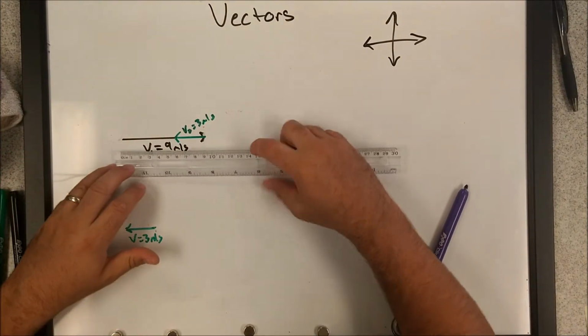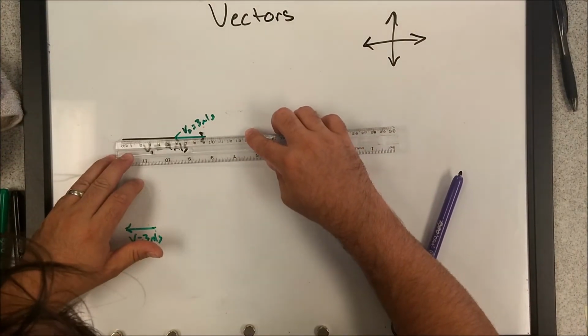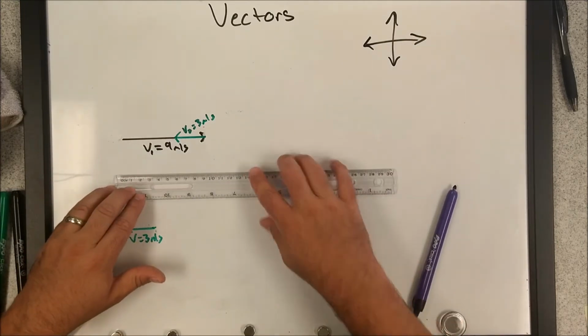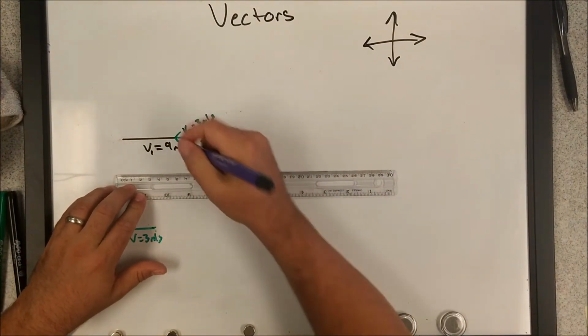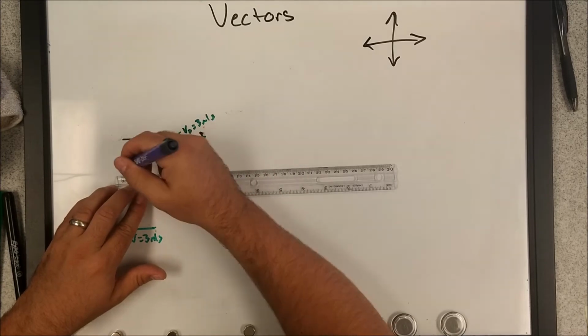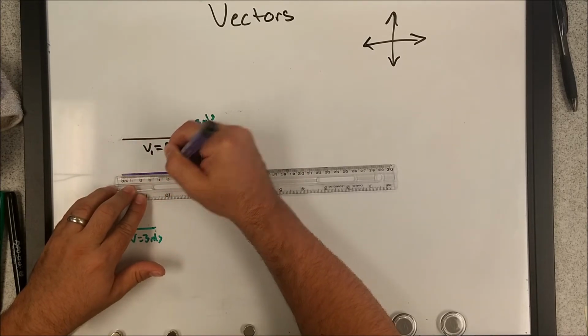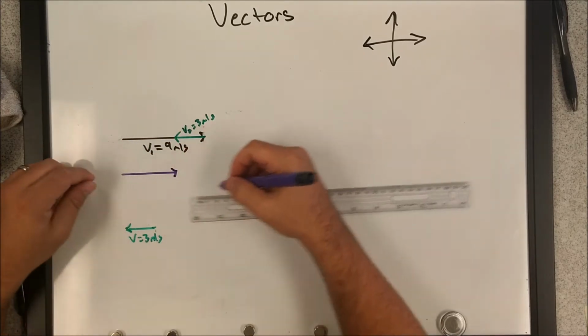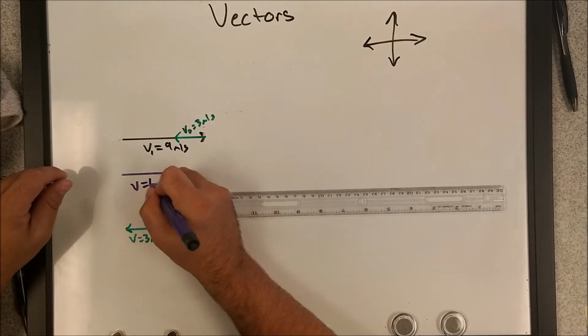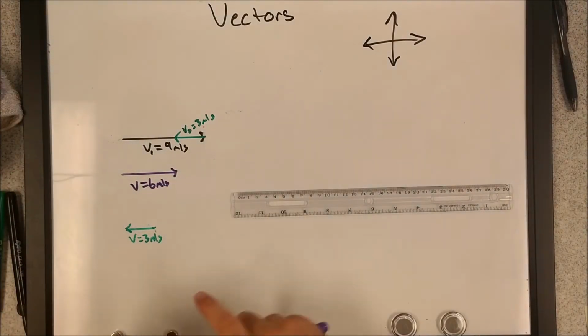So now I can measure my overall resulting velocity. Once again, look at that, it's 6 units long. It'll still finish to the right, so I can draw this here, 6 units long. So my final velocity in this example is simply 6 meters per second. That's not too bad. That's pretty straightforward stuff.